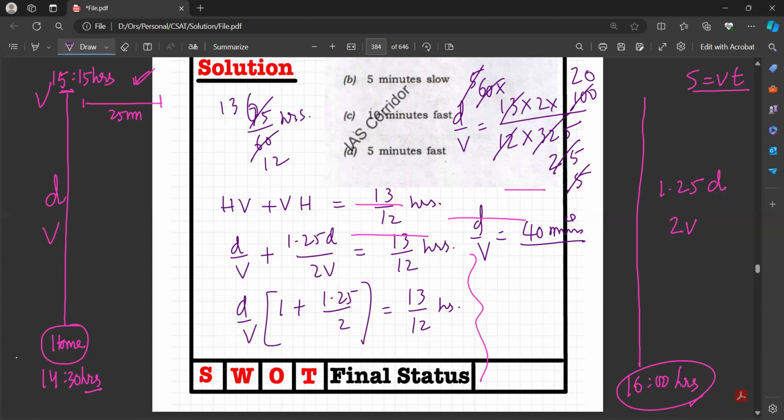अगर time taken from home to village is 40 minutes, so that means if the person started at 14:30 hours, he will reach at what time? 15:10 hours. Yes or no? 15:10 hours पे पहुंचेगा. So that means if the clock indicates 15:15, that means the clock is running 5 minutes fast. Is it clear? अगर 15:10 होना चाहिए, it is showing 15:15, that means the clock is running 5 minutes fast. Are you getting it? I hope you have got it.